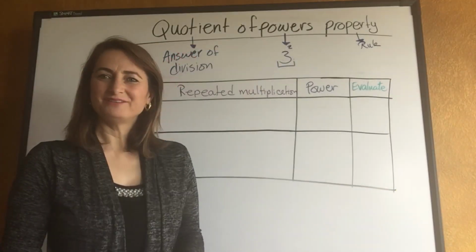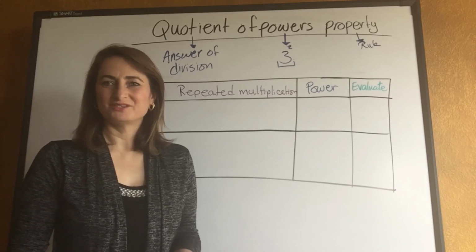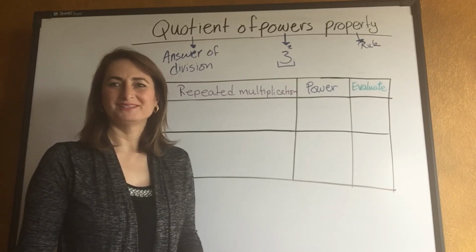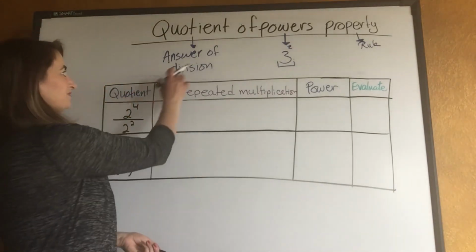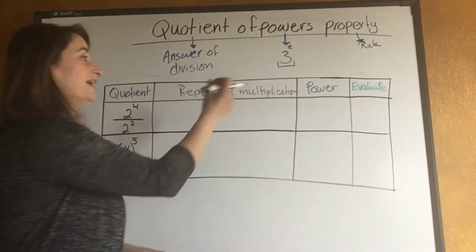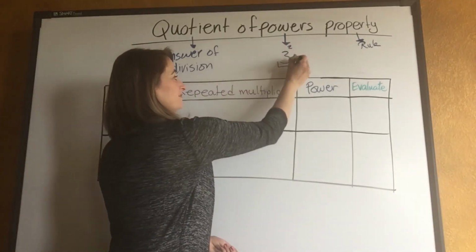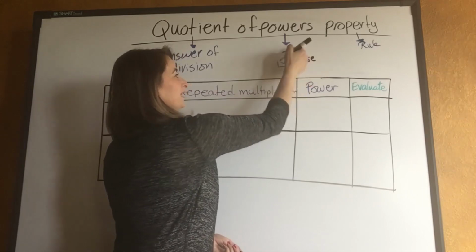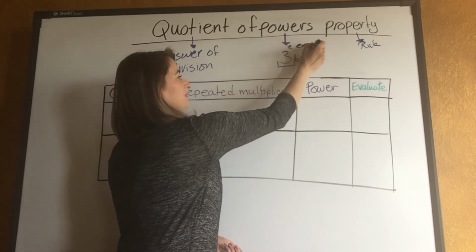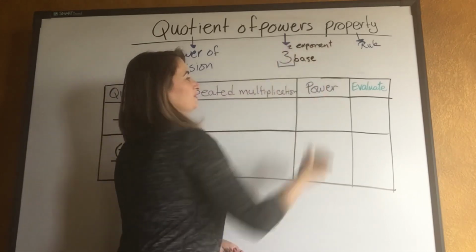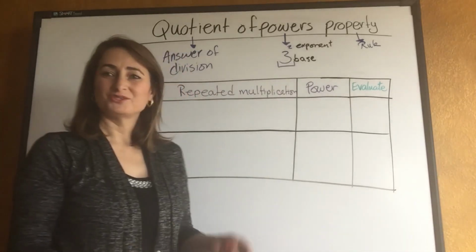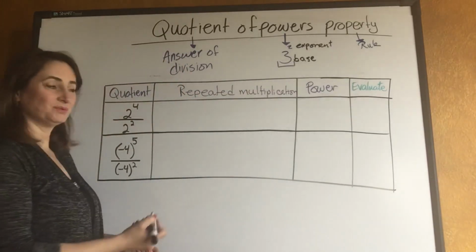Hi everyone, today we're going to find the rule of dividing powers. It's called the quotient of power property. Quotient means answer of division. Powers, again, have a base, which is the factor that's being repeated, and an exponent that tells me how many times the base is repeated. Property means rules. So let's look at this table that has three examples.